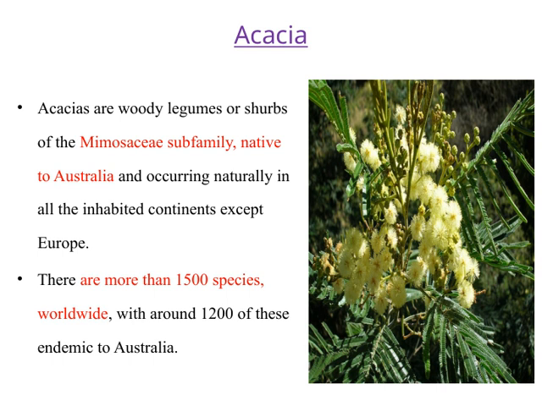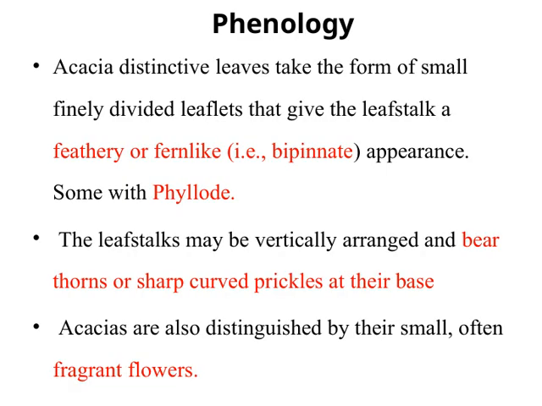There are over 1,500 species of acacia worldwide, which is quite a remarkable diversity. Interestingly, about 1,200 of these species are endemic to Australia, meaning they are found nowhere else on Earth. This emphasizes Australia's unique role as the heartland of acacia diversity and how these plants are integral to many ecosystems there. Understanding acacias helps us appreciate their ecological significance and their potential uses, which ties into the broader theme of sustainable plant resources.